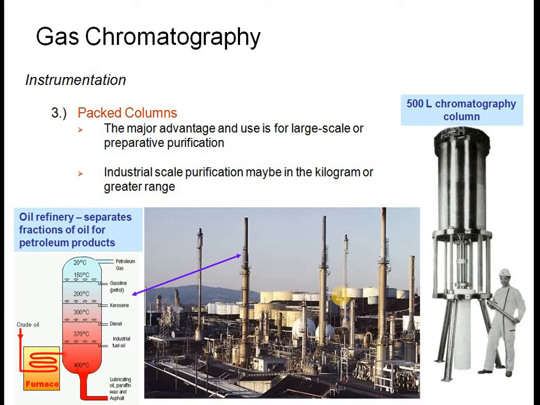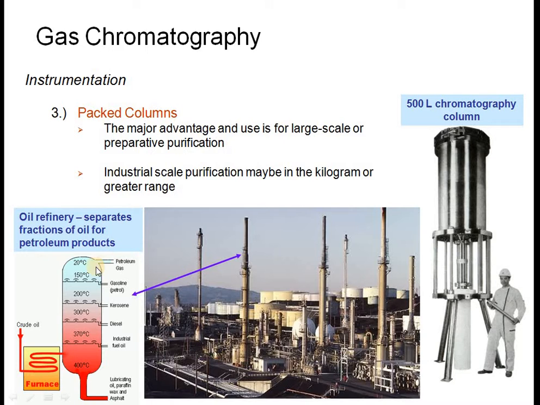The major advantage of the packed column is that it is used for large scale or preparative purification, on an industrial scale. Purification may be in the kilogram or greater range. For example, an oil refinery uses packed columns to separate fractions of oil into petroleum products.